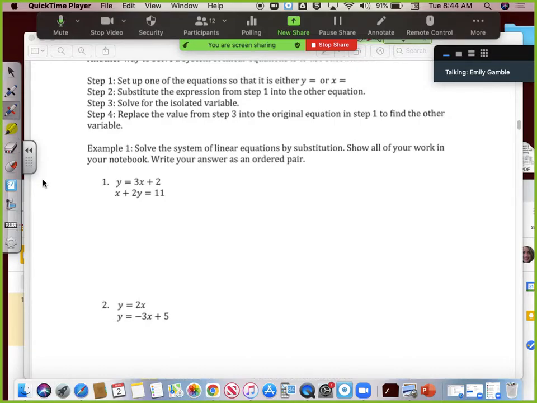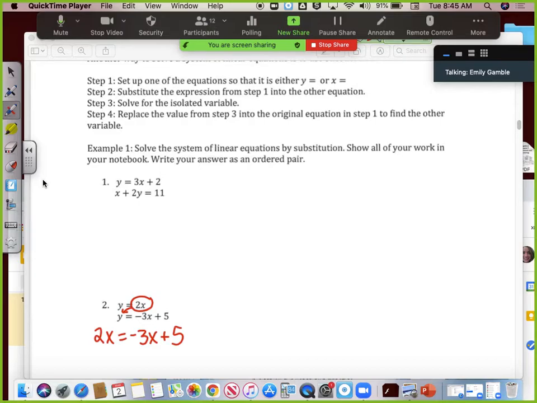Step 2 says substitute the expression from step 1 into the other equation. So let's look at this first one. Y is equal to 2x. Since y is equal to 2x, I can take the y in the other equation and replace it with 2x. That's the substitution step. So instead of just saying y is equal to negative 3x plus 5, I can actually say 2x is equal to negative 3x plus 5. What I did right here was use the substitution step in step 2. I replaced in 2x in for that other y, and now I have an equation that I can solve.